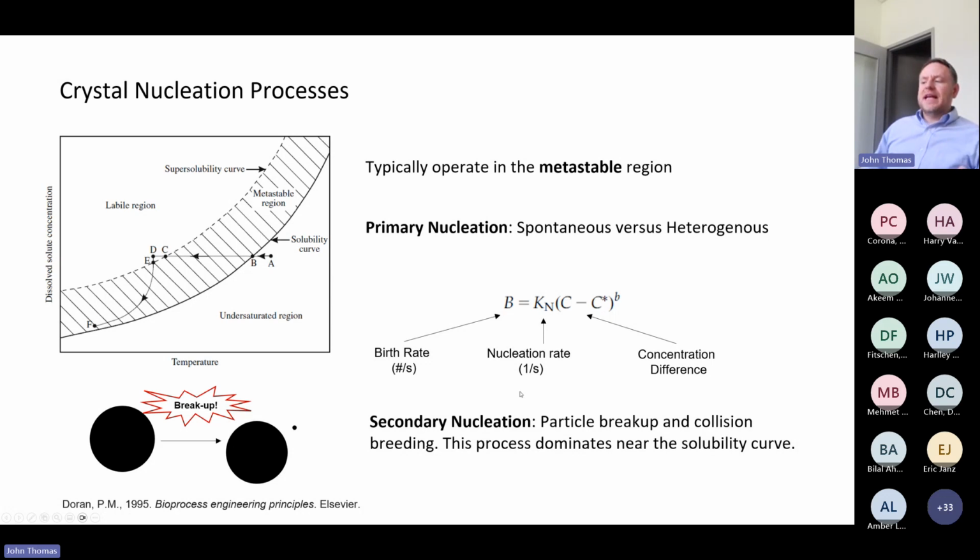Alternatively, secondary nucleation can be caused by collision breeding, where breaking up a particle creates a new satellite particle that can participate in subsequent nucleation and growth events. But foundationally, we typically operate inside this metastable region, and that requires careful balance between the temperature, the concentration, the addition of any other supersaturated solution as we migrate through this crystallization process. But again, what we saw in that video is we went up this region here and then crystallized down by decreasing our temperature.